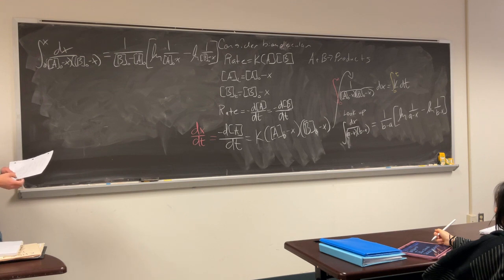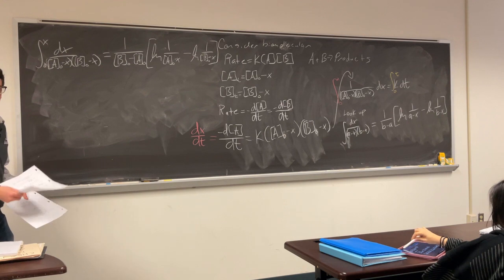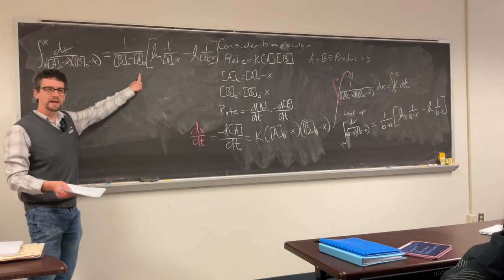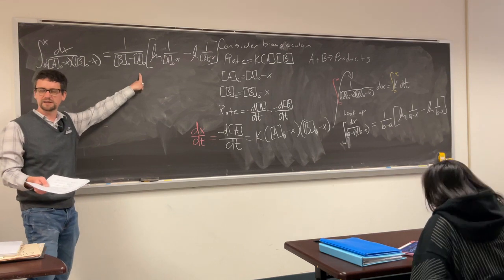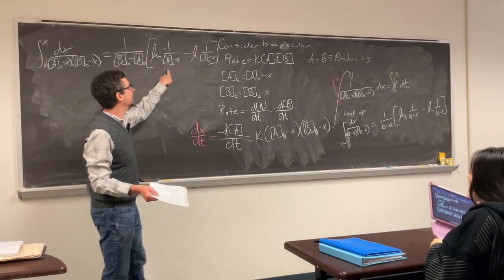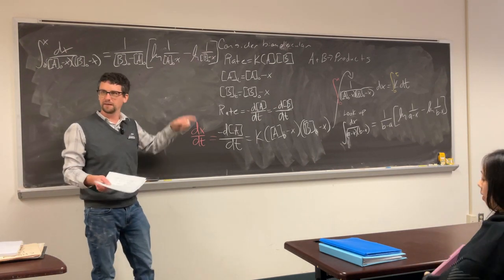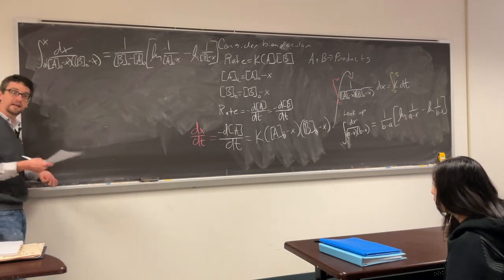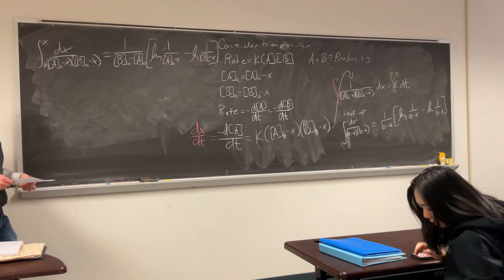What time are we at? We're done. Okay. Next time we're going to finish up here. We got to get this out of concentrations of A and x, and we got to get them like A naught and B naught, and we got to get them into A and B. And we're going to do that next time.